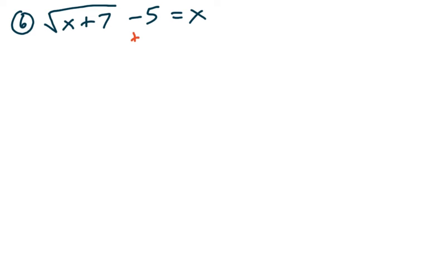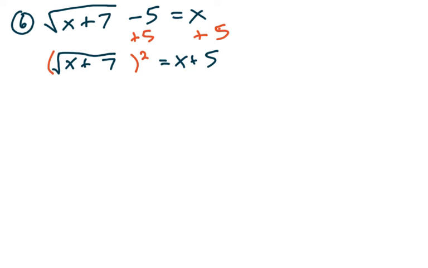Now when you add 5 to each side, this does not become 5x. The right side, x plus 5, is x plus 5. We cannot actually add those two together because they're not common terms. And on the left side, we'll have the square root of x plus 7. Now to get rid of the square root, we square each side.